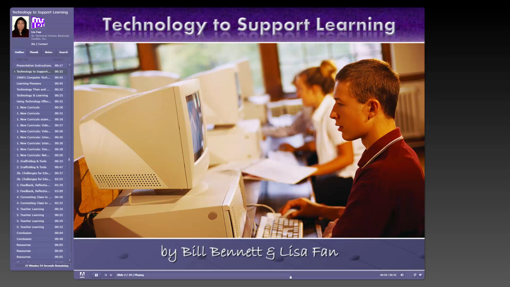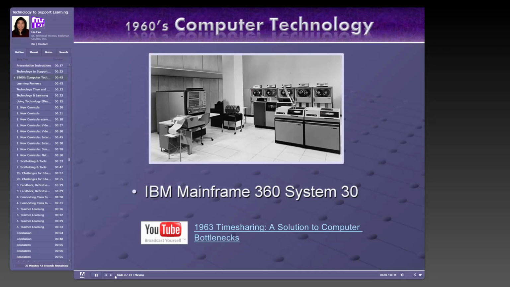Before we begin, we'll take a trip back to the 1960s to see the beginning of using computer technology to get a better appreciation of how far we've come since then. Computer technology in the 1960s pretty much looked like this IBM mainframe system. Although massive in size, people realized the potential for technology to revolutionize the way we live and work.